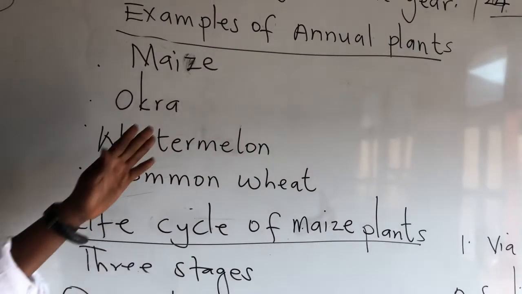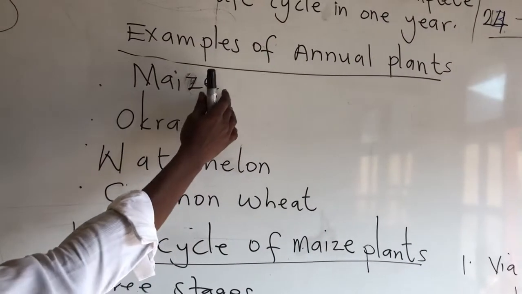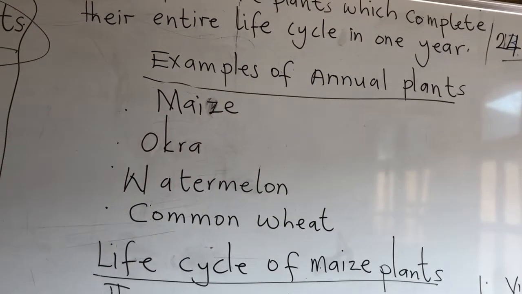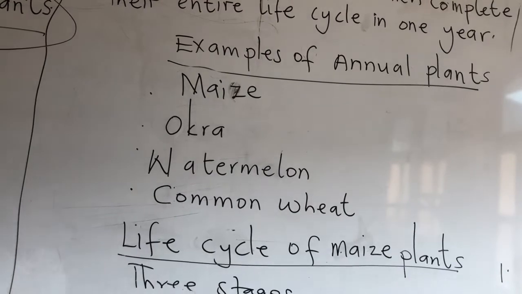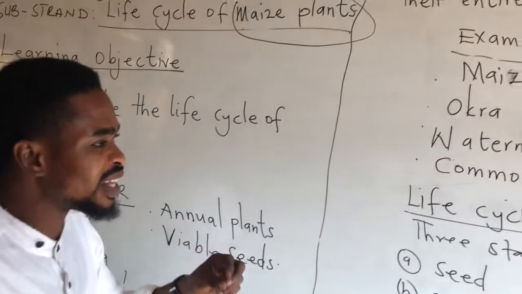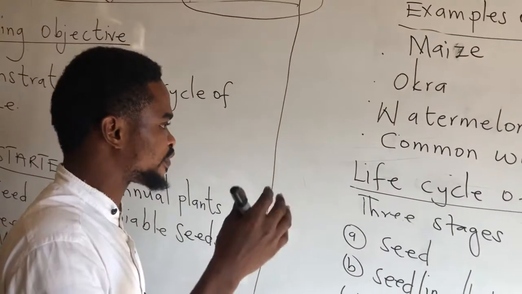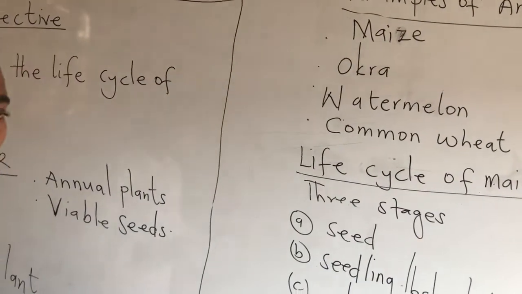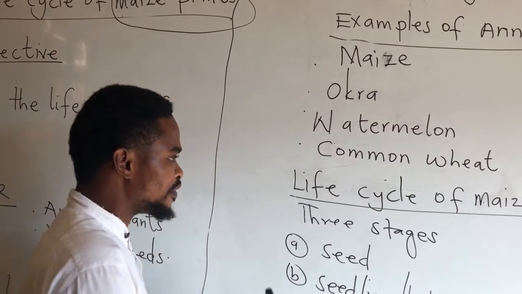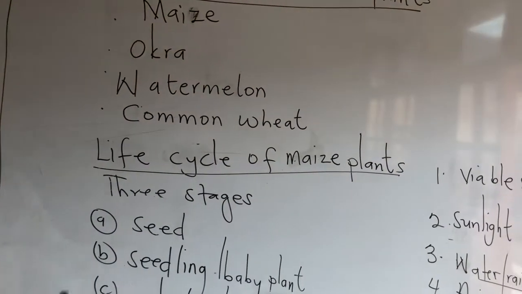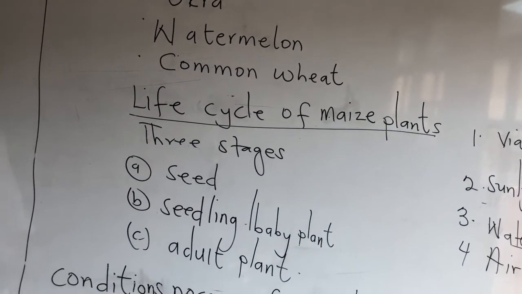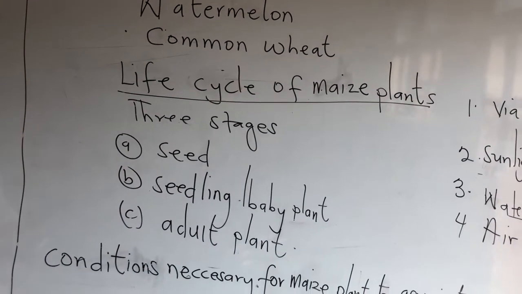Now all of them have seeds. Now, what is a seed? As I said earlier in our previous lesson, a seed is a small tiny plant which is called the embryo, which is found inside the seed. Now, I want to talk about the seed aspect. In the life cycle of every plant, for example, maize plants, we have 3 stages. We have the seed, we have the seedling, or the baby plant, and then the adult plant.